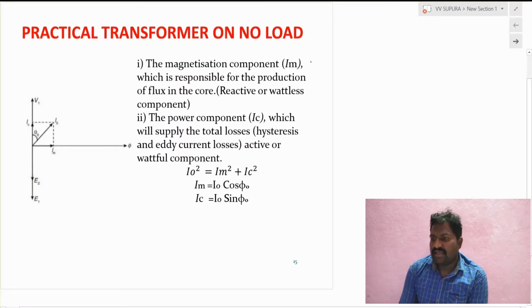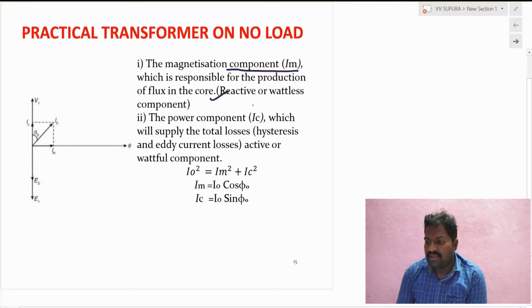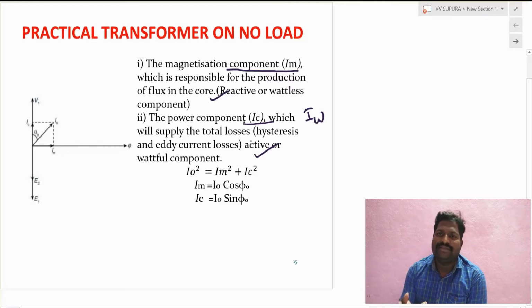When the practical transformer is on no load condition, the magnetizing component Im is responsible for the production of flux in the core. So it is also called the reactive or wattless component. And the power component or working component, sometimes represented as IC or sometimes as IW, supplies the total losses, hysteresis and eddy current losses, and it is also known as the active or wattful component. So one is the wattless component, the other is the wattful component.